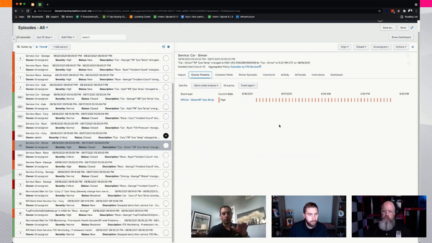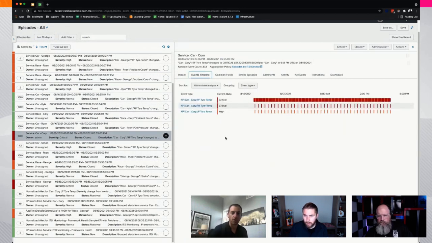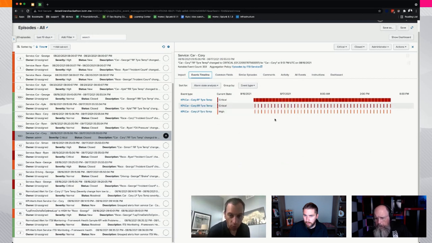And you remember I said we can also group in a second dimension. That would show up as multiple rows. If we had other alerts associated with this particular service, we would have other rows in this event timeline. Let's click on the car Corey right above this one and see if we have an episode that has multiple alerts in it, so we can see how we group across that second dimension. Yep, we sure do. We're seeing tire temp issues for the right front tire and for the right rear tire. So we're showing you grouping of alerts in multiple different dimensions here.